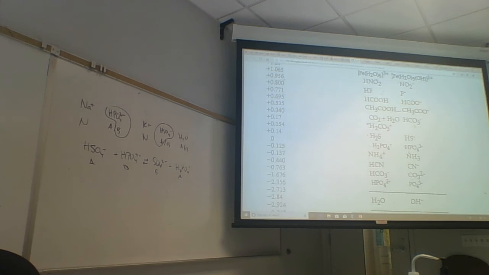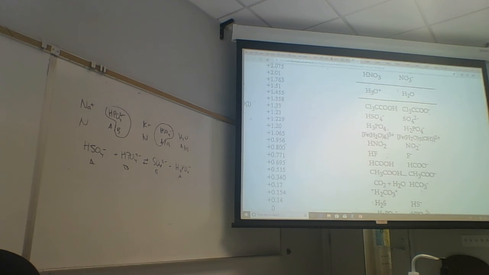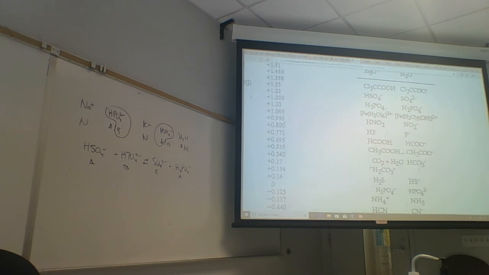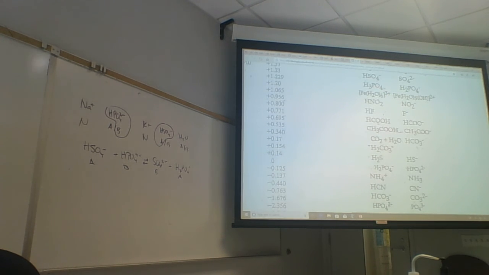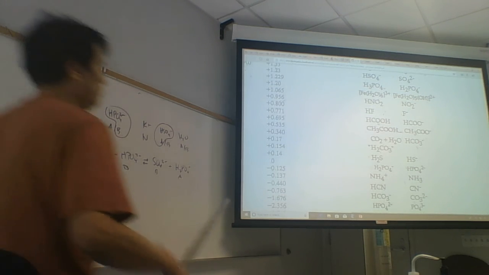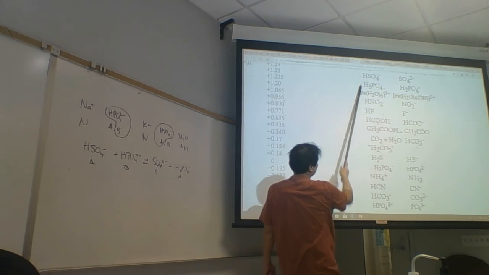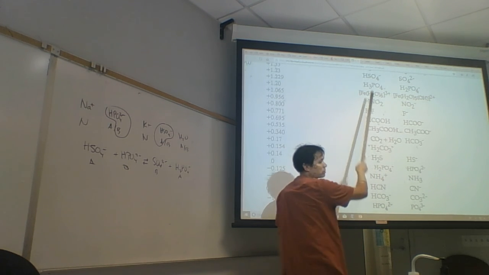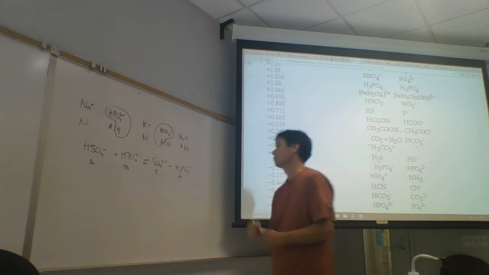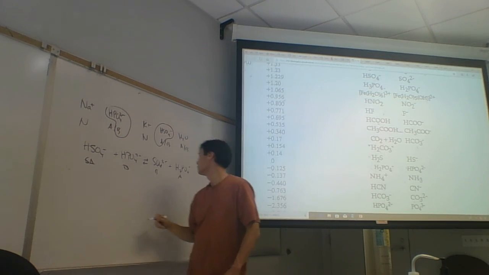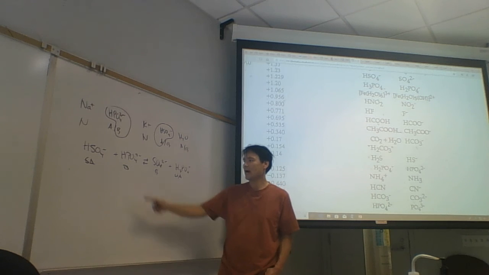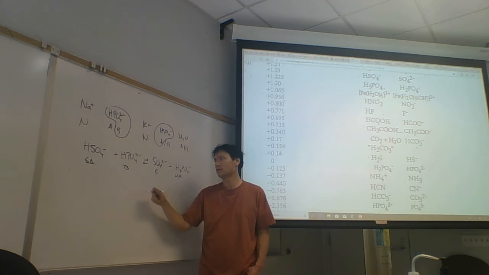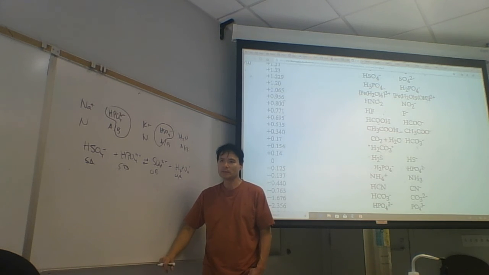H2SO4 minus, is that right? No, HSO4 minus versus H2PO4 minus. Well, HSO4 minus is up here, H2PO4 minus is down here, which means that this is a stronger acid. This is a stronger acid. This is a weaker acid. If the acids follow this, the bases must follow. So this has got to be stronger, this is weaker. If I made a mistake, then it wouldn't follow.